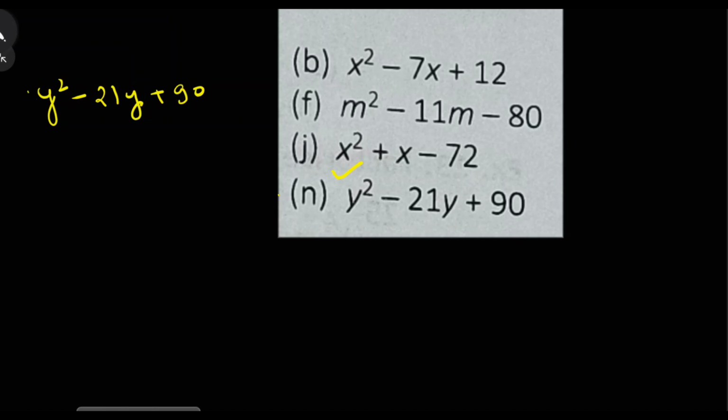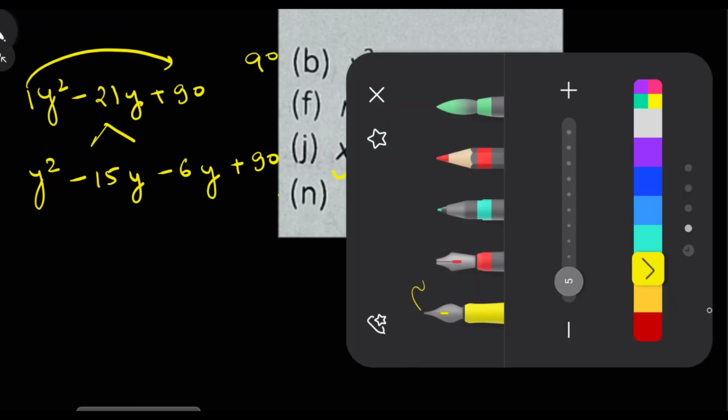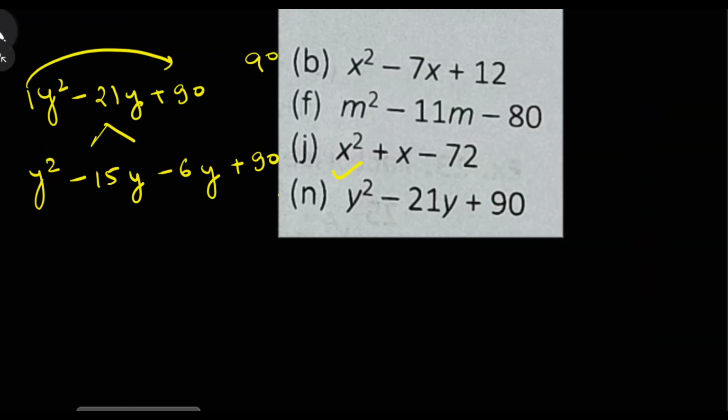So 1 into 90, you will get 90, and here is 21. So you will split 21 in such a way that on multiplying those numbers, you will get 90. So the numbers are 15 and 6. So y square minus 15y minus 6y plus 90. As you can see here, please watch it very carefully. Sign matters. So take care of the sign always. As you can see here, it is minus 21. So we have split this minus 21 into minus 15 and minus 6.